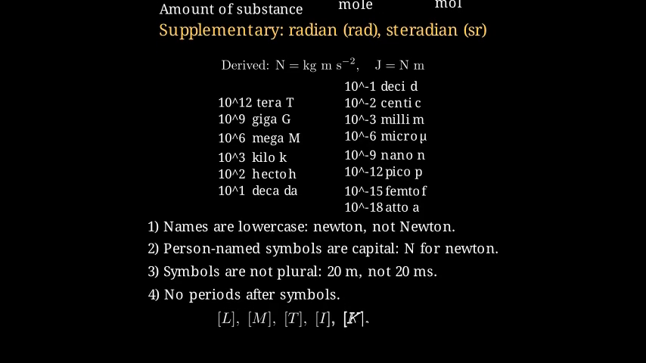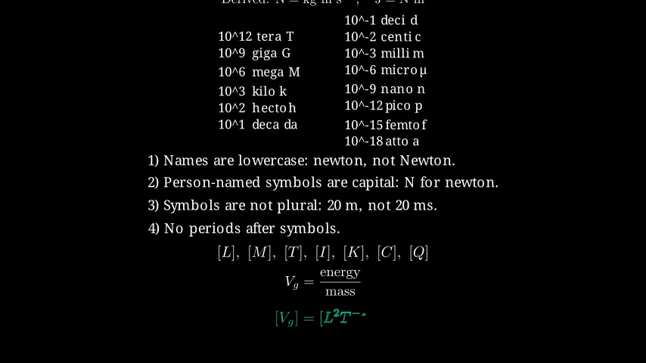Now, let's talk about dimensions. A derived quantity depends on fundamental units. We use square brackets to show this dependence. Example, gravitational potential is energy per unit mass. Energy is force times displacement, so the dimension of potential is length squared per time squared.